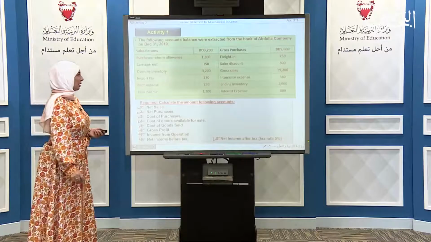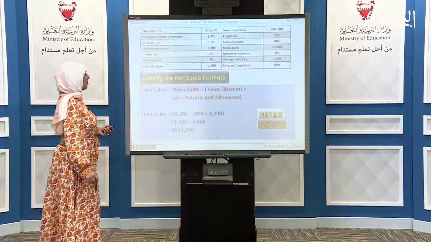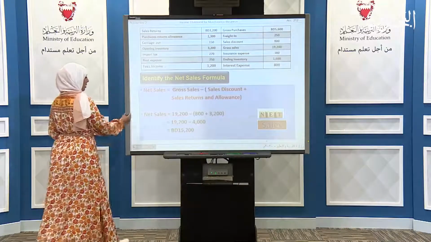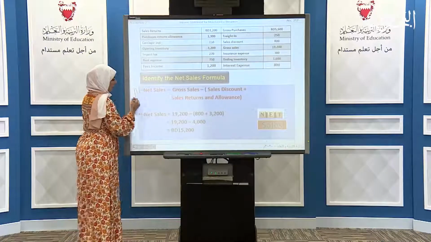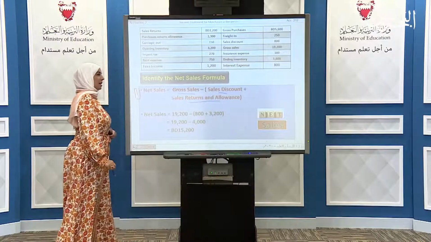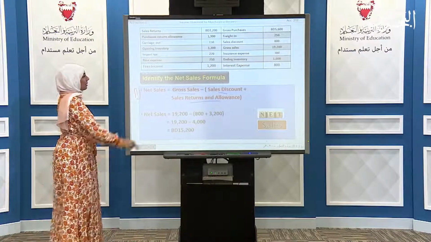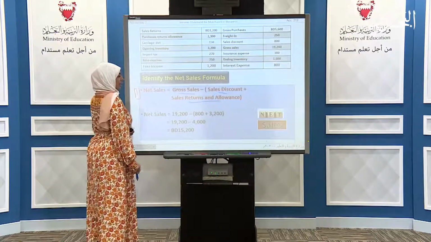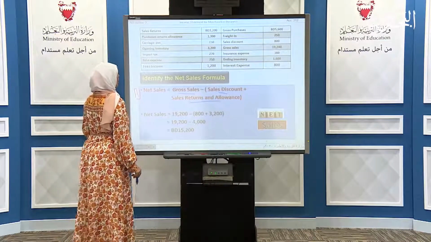After looking to the data of Abdullah Company, let us take the first required. They ask us to find the net sales. How can we get the net sales? We can get the net sales by using the gross sales and subtract the total of the sales discount and the sales return and allowance. All these figures, we can see from the data of Abdullah Company. Let us take a look at the data.